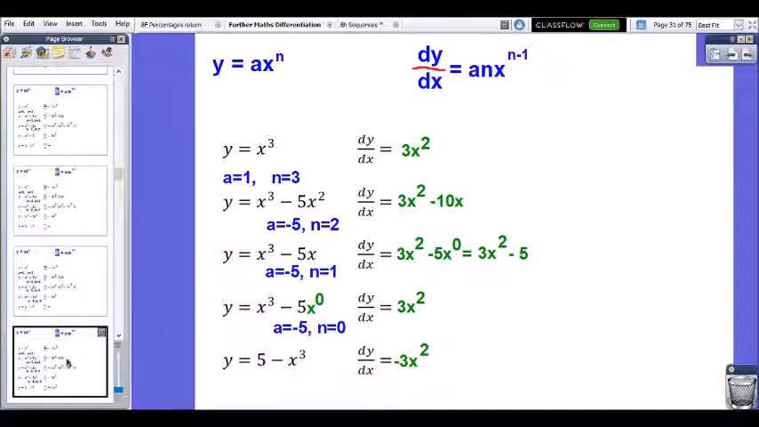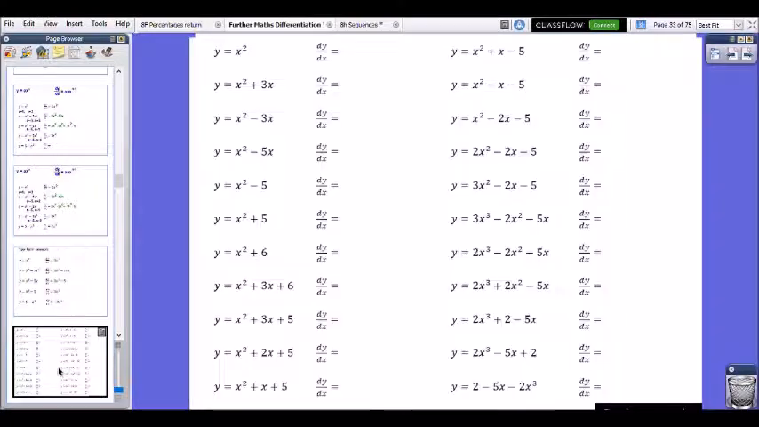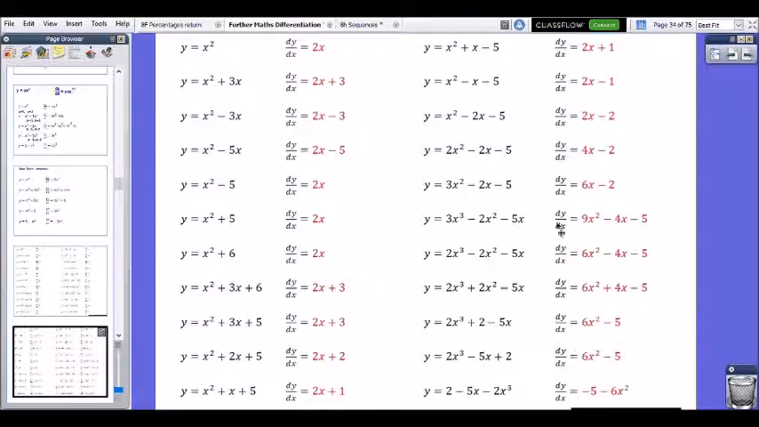Alright, so I've attached a worksheet to this post on Google Classroom with lots of questions for you to try. So if you want to take some time to practice this skill, please do, because as I say, it's the most important skill you'll learn in A-level maths. Okay, then these are the answers to that exercise, and I did include those answers in the worksheet as well.